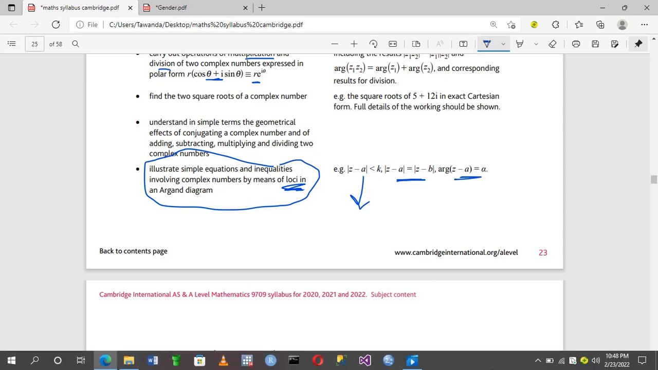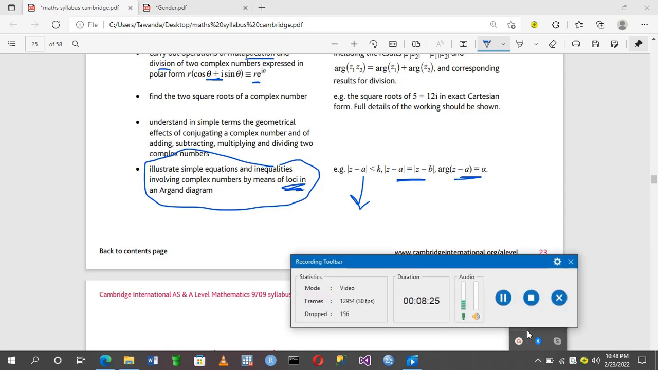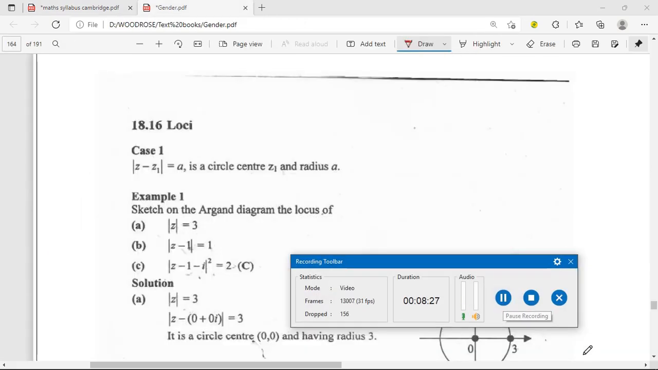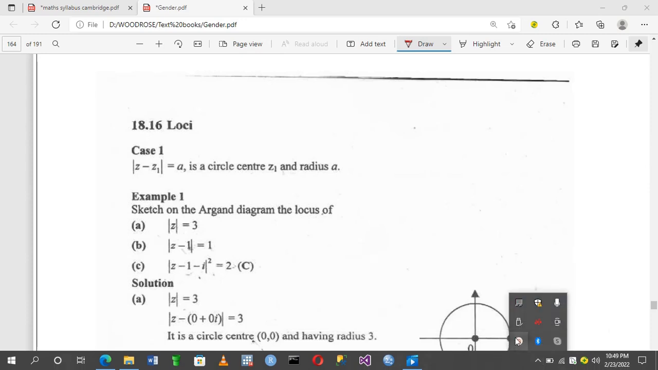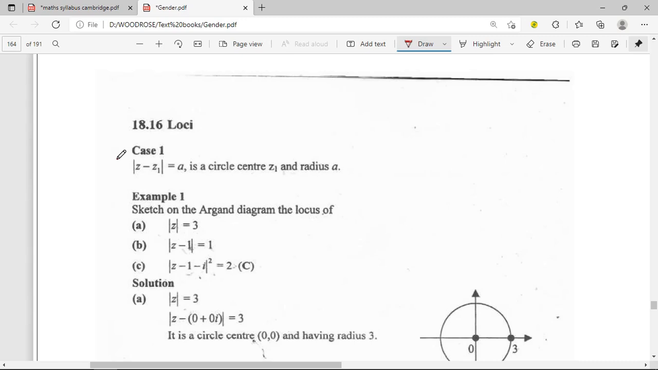Okay, let's discuss the locus. Right, so here these are the types of locus. There are only 3. The first one, in case 1, we have this locus which says modulus of z minus z1 is equal to a. This type of locus is a circle with the center z1 and radius a.